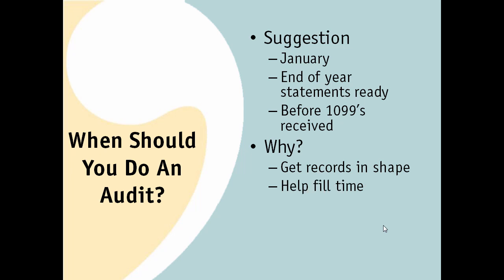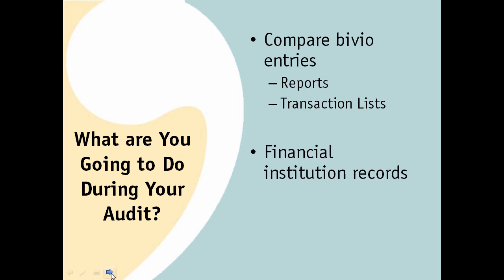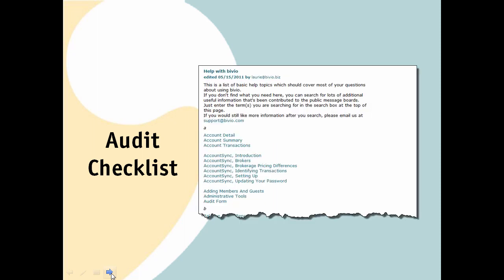So it helps to fill in the time until you can do your taxes, and January is generally a slower month anyway. So what are you actually going to do to perform an audit? You're going to be comparing your bivio entries on reports and transaction lists to your financial institution records. The point is to make sure all your bivio entries are accurate. From your financial institution, you'll be comparing to brokerage statements and summary lists of transactions that you can get from your brokerage website. We provide you with an audit checklist. It gives you instructions and a series of steps that you should go through. You can find a link to it from our help page.